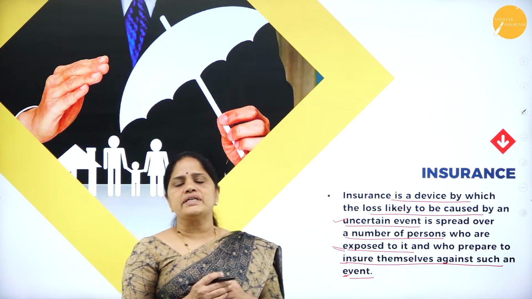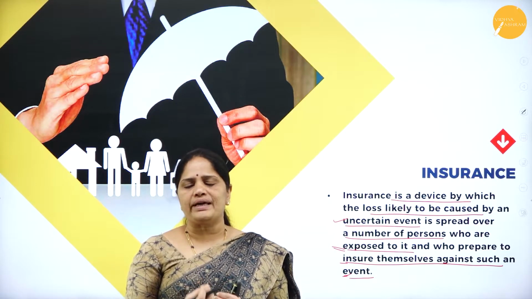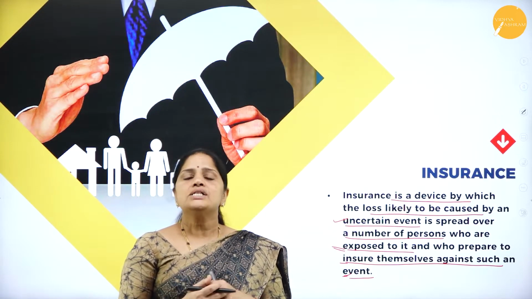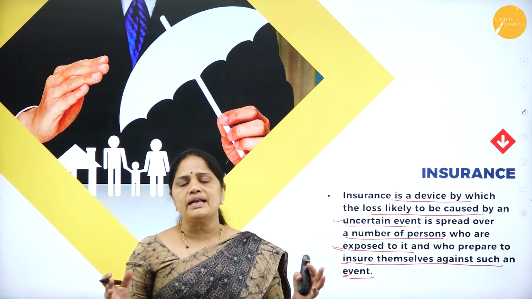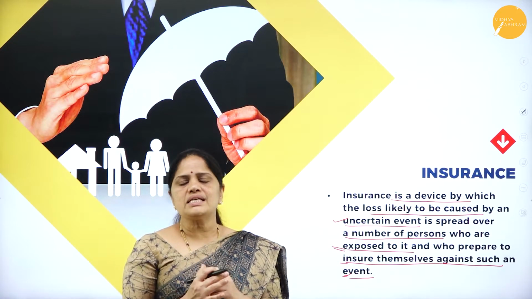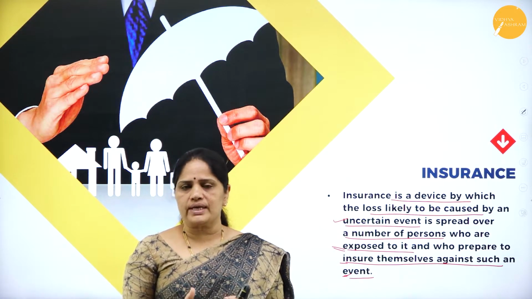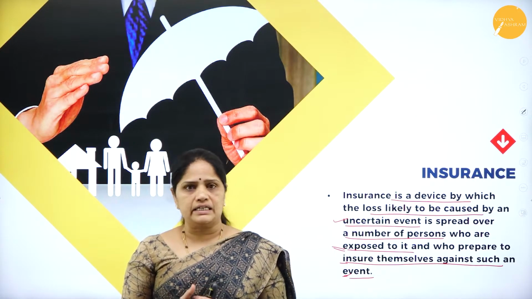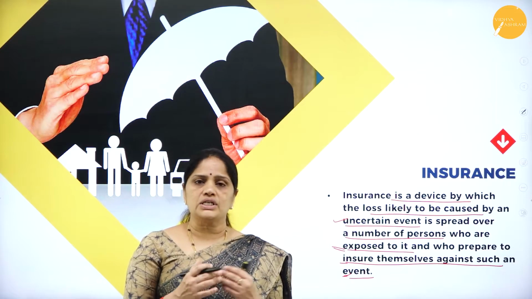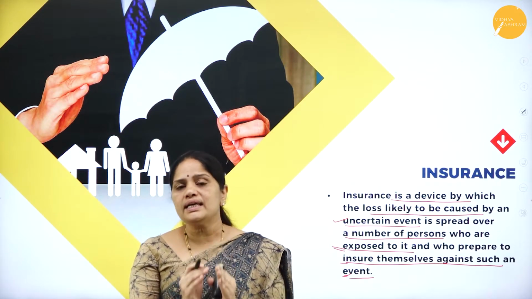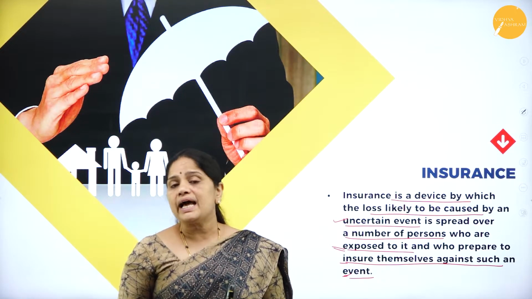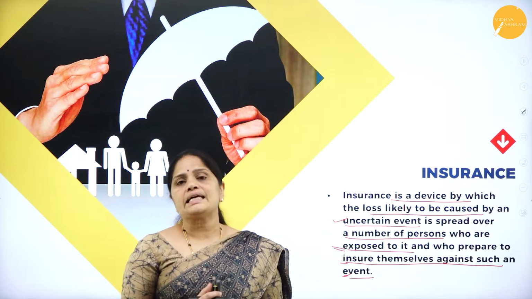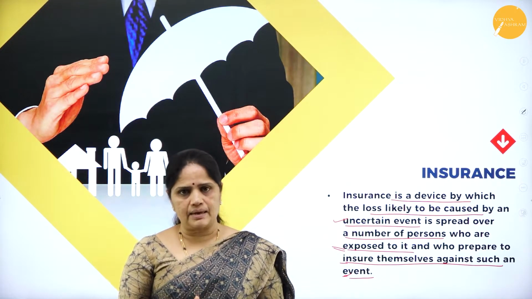In other words, the loss which we would have to bear single-handedly will be distributed over a number of persons. That is what we call insurance, or the financial aspect of it at least will be taken care of. Not the psychological or other aspects, but only the financial loss which we will have to bear. That will be taken care of by the insurance companies.